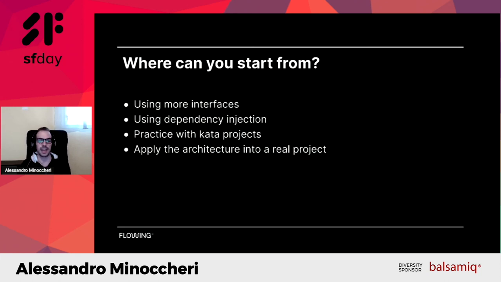Practice with kata projects. Kata projects are side projects that you can create by yourself to test new libraries, frameworks, and approaches. For example, I have made the Tris game in 20 different ways to try new things, frameworks, approaches, libraries, whatever you want. And when you understand this architecture well, you can apply it to real projects.